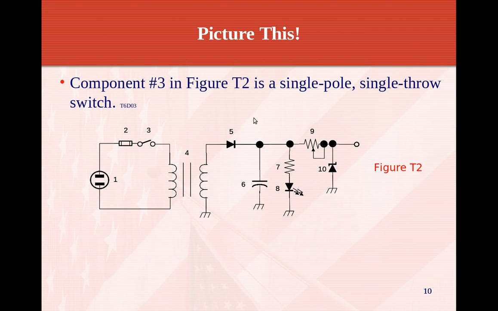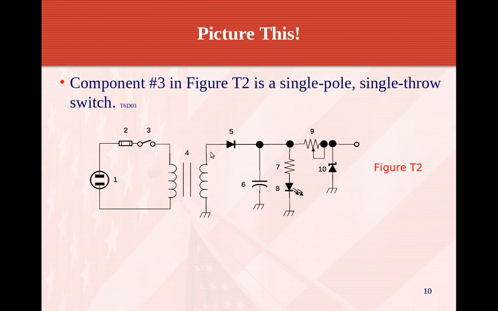So this is a schematic of a power supply, a linear power supply. Here is your 120 volts AC in with a plug. Figure 2 is a fuse. Figure 3 is a switch. 4 is a transformer. 5 is a diode. 6 is a cap. 7 is a resistor. 8 is an LED. 9 is a pot. 10 is a Zener diode.